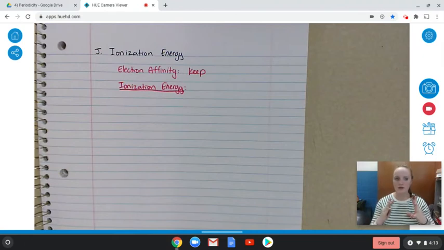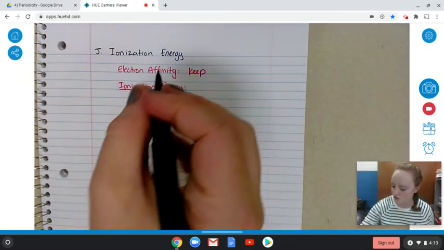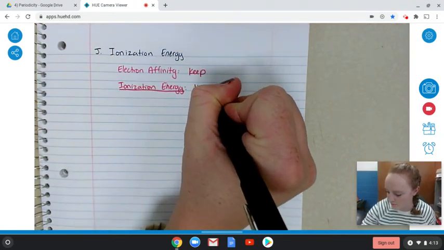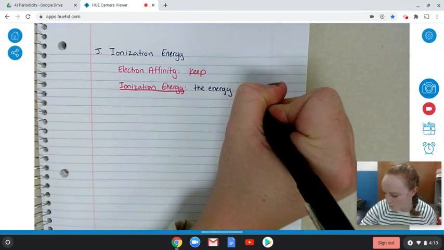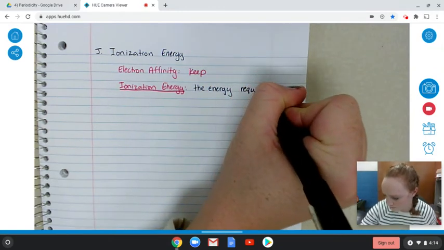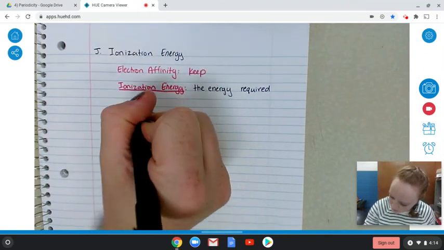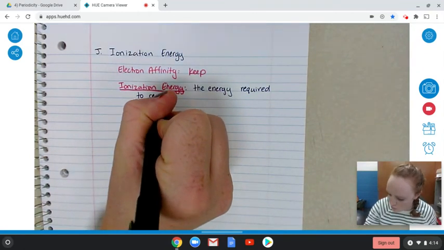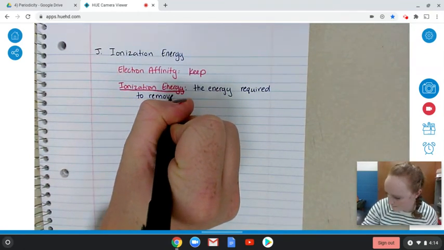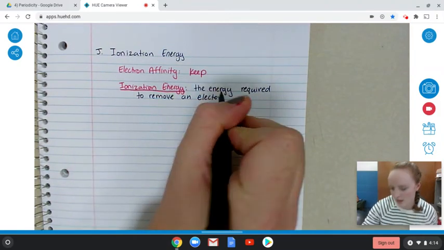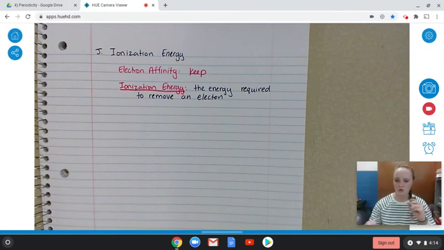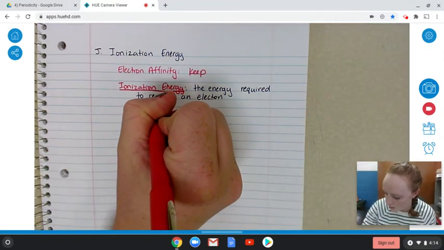So electron affinity was all about keeping. Ionization energy is all about removing. So ionization energy is the energy required to remove an electron. And I want you to denote the important word somehow. We're talking about removing.